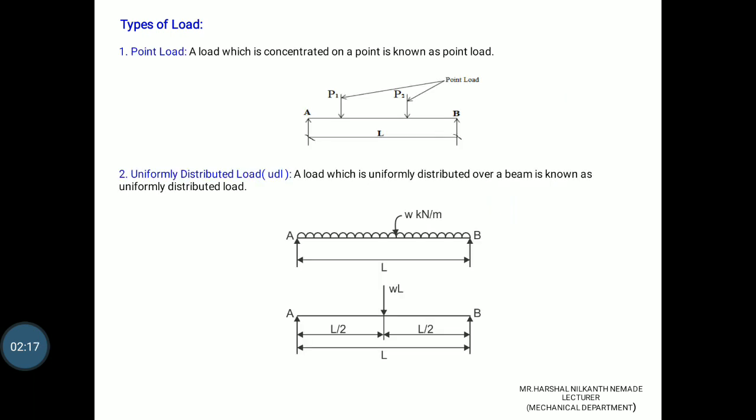Next, types of load. Point load. A load which is concentrated on a point is known as point load. See the figure. Second one is uniformly distributed load, we will call it UDL. A load which is uniformly distributed on a beam is known as uniformly distributed load.